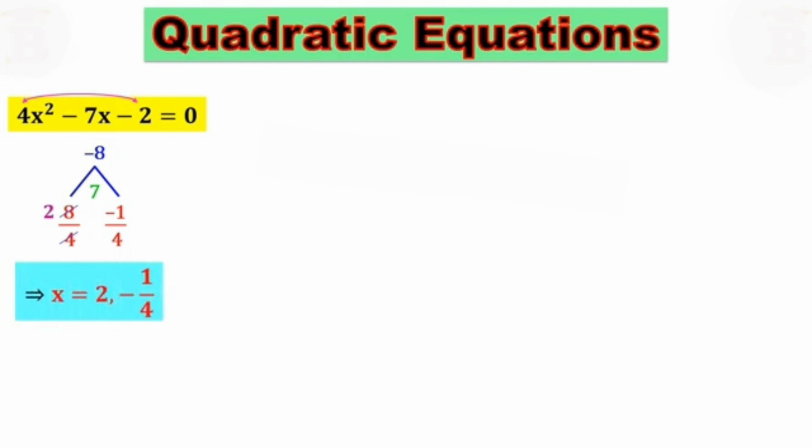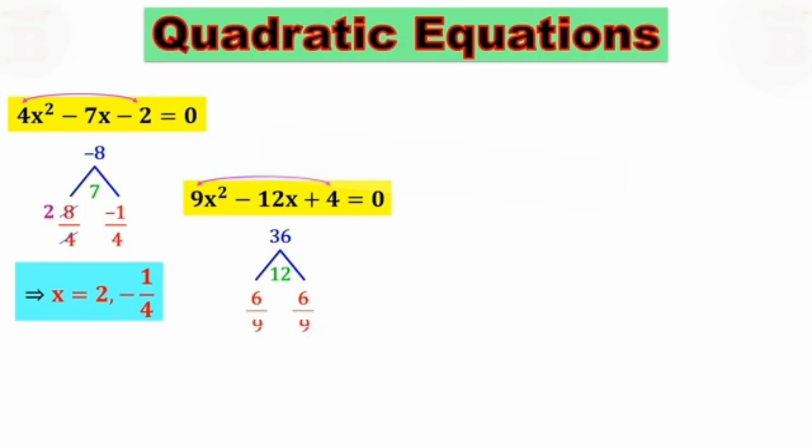Similarly, let's solve another example: 9x squared minus 12x plus 4 equal to 0. Here the product of first and last term is 9 into 4 equal to 36. Change the sign of the middle term, that is called the sum. So we will get 12. Now we have to find two numbers whose product is 36 and the sum is 12. Then we will get the numbers 6, 6.